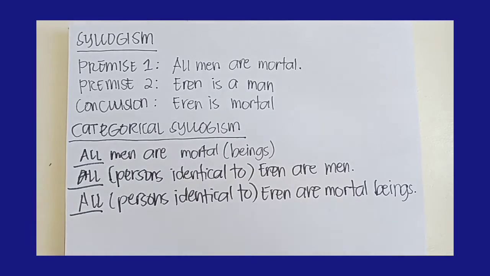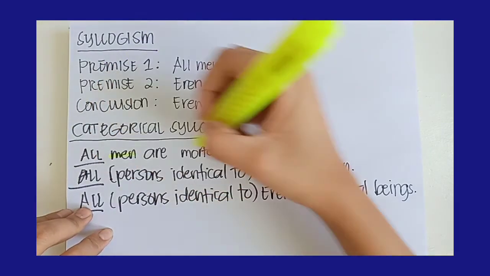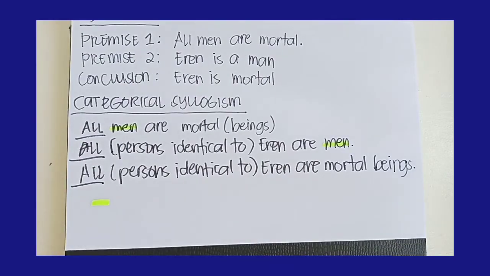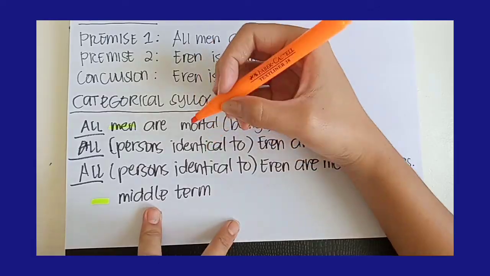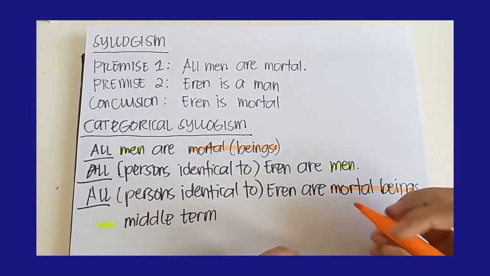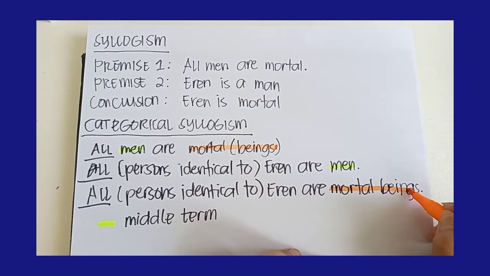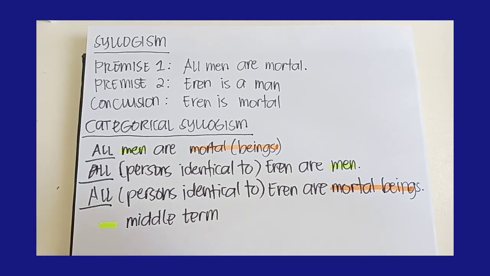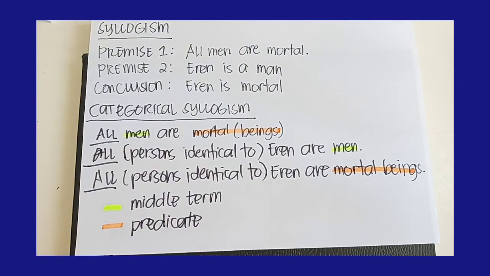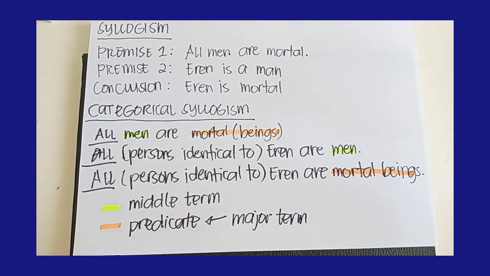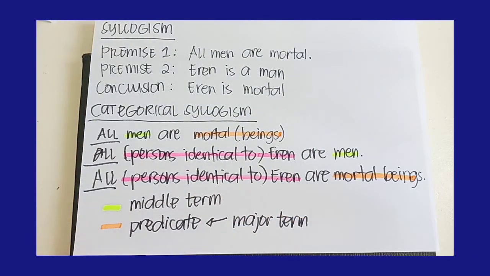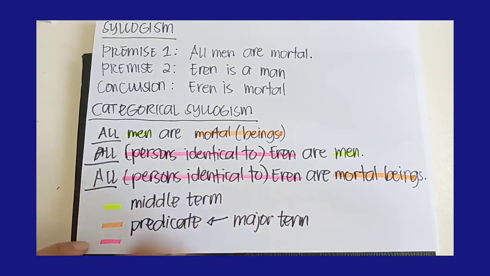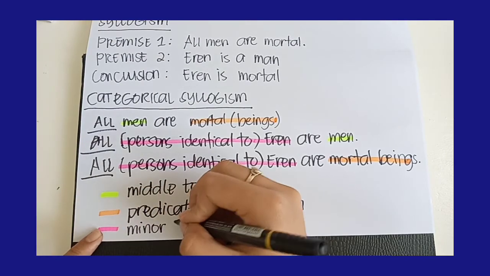Now let's take a look at these three terms. The term that occurs twice in the premises is called the middle term. The terms that hook up to the middle term are called the minor term and the major term, and they occur in the conclusion. So take a look at this repeated term, which is mortal beings. This is called the major term. It occurs one time in the premise and one time in the conclusion as a predicate. And there is one term identical to the minor term. It is the term persons identical to Aaron, which appears one time in the premise and one time in the conclusion as a subject.